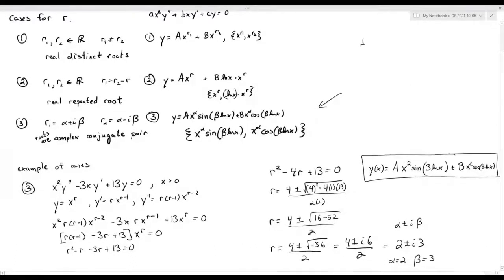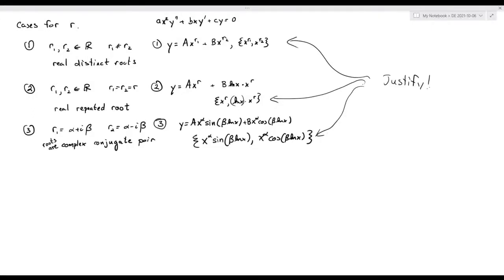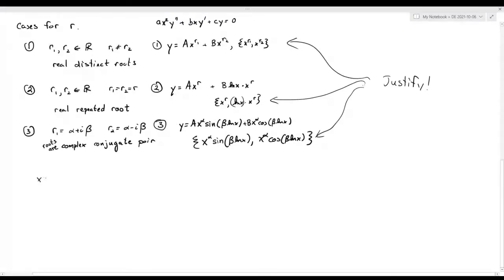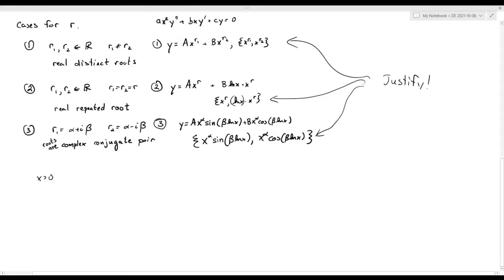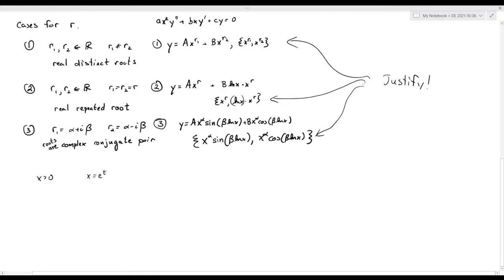Now we actually want to derive all these formulas. Well, the first case just justifies itself because it works. But we want to justify the other two cases. And to do that, we have to see what's really going on. Since x is positive, we're going to assume that x is equal to e to the t. The exponential function is always positive, so this is a valid substitution.